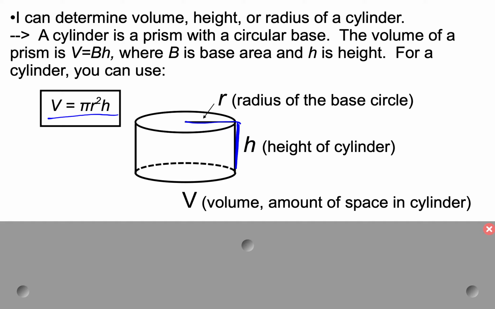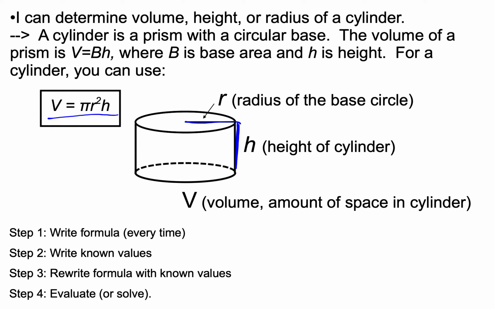Now I'd like you to follow the following steps as you calculate these. Step 1, write the formula. Please do this every time. It'll help you memorize the formula. Step 2, you're going to write your known values down. Those can be written on top of the picture or just listed. Then rewrite the formula, plugging in your known values, and then evaluate, or solve if you're finding the height or radius.